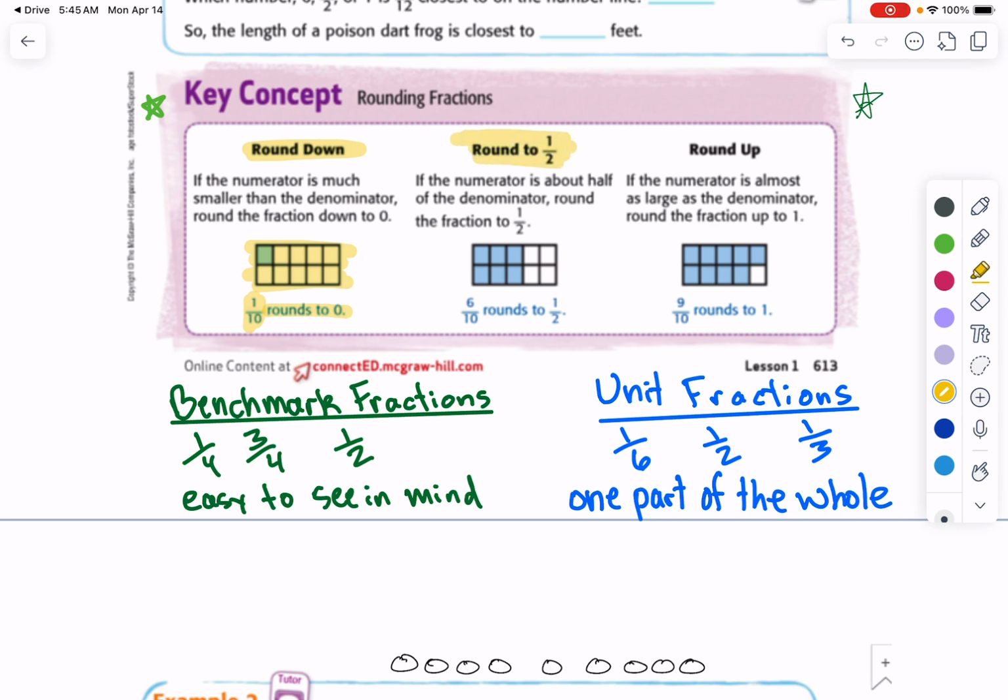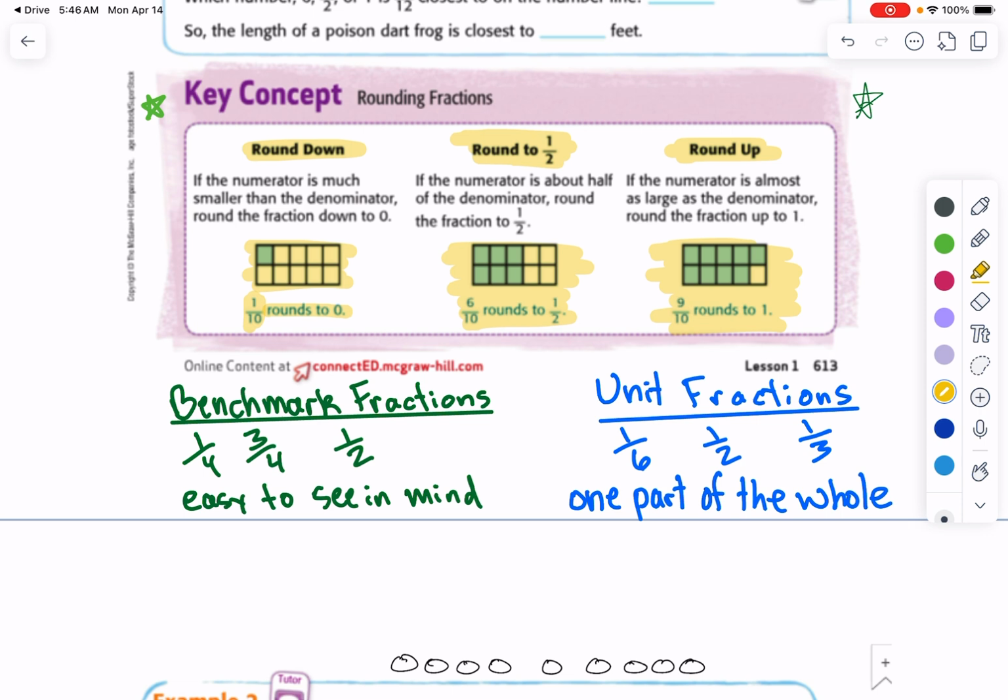But what I want to see in your math notes is this part from each section. Okay? If half of the denominator is present in the numerator of the fraction, then you would round to half. And then round up: if the numerator is almost the same number as the denominator, then you would round up to 1. Okay, as you notice in that 10 frame, almost the entire 10 frame is colored, right? So it makes sense that 9/10 is almost 1.